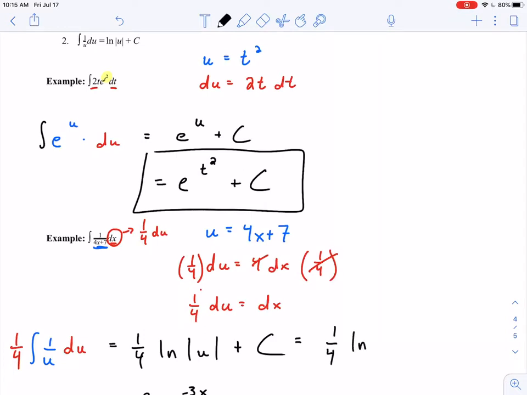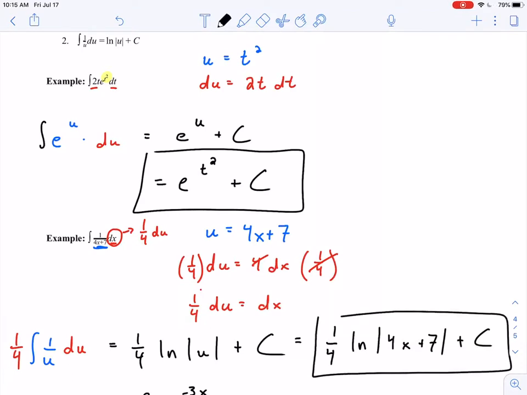1/4 times natural log absolute value of u. U is 4x plus 7 plus c. So here is my antiderivative. There, oof, that was a close one.